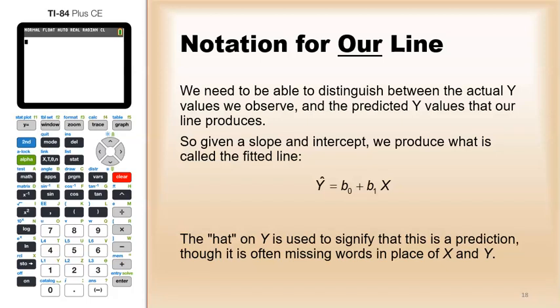Now, we need to distinguish between the actual y values of our data points versus the predicted values from our line. The way we do that is we put a little hat over the y. So given a slope and intercept, we produce what is called the fitted line. That is, y with a little hat over it is equal to b naught plus b1x. That little hat signifies that this is a prediction, though it is often missing when we use words instead of x and y.